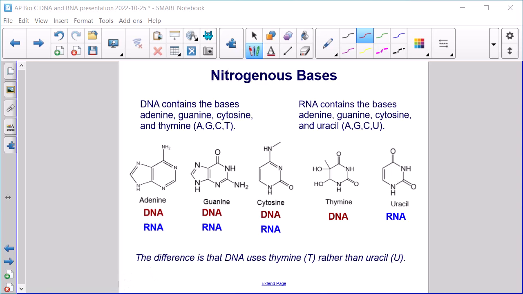Nitrogenous bases. DNA contains the bases adenine, guanine, cytosine, and thymine. So A, G, C, T. RNA contains the bases adenine, guanine, cytosine, A, G, C, and uracil, U. The difference is that DNA uses thymine rather than uracil.